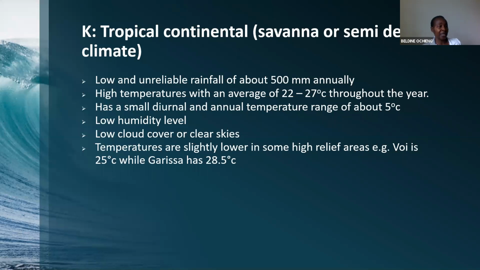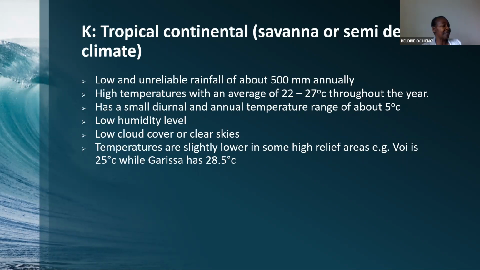Yes, we are still about the equatorial region. Of course, Kenya is not far from the equator, the entire country. So we have high temperatures, and a small diurnal and annual temperature range of about 5 degrees Celsius. Both diurnal and annual are small because in the interior part, the behavior is the same throughout the year. Behavior on temperatures is the same.